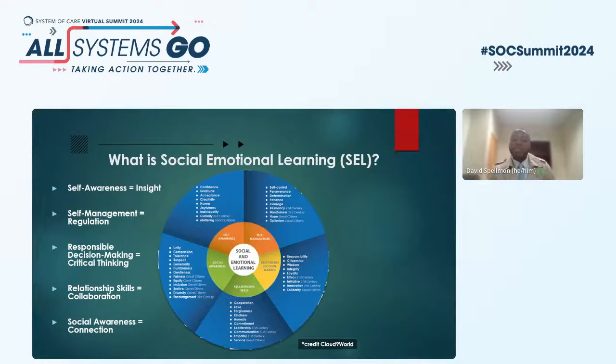Now, this, I must give credit. This is Cloud9 World, which is an online SEL platform. And I just love what they've done with the CASEL 5, giving it new terminology. Self-awareness, we want to think of that as insight. Self-management, regulation. So I work in K-12, K-5, regulation, that's needed across the board in K-5. Responsible decision-making, critical thinking. Relationship skills, I love the word collaboration. And then social awareness, connection. I am the ultimate connector.